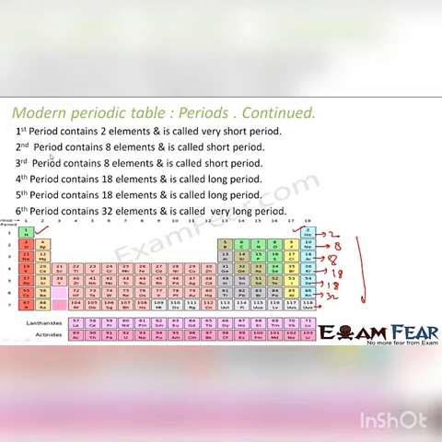So you see that we have different periods. The first period is a very short period, then short and short, then we have long and long, and then very long again. So we have 7 periods, and this all depends on the 2n square formula, right? It's 2, 8, 8, 18, 18, 32.